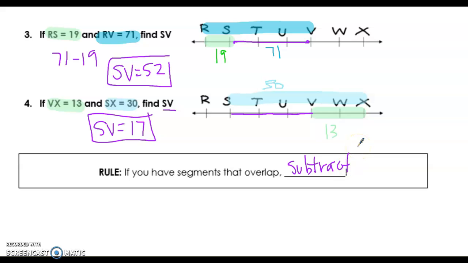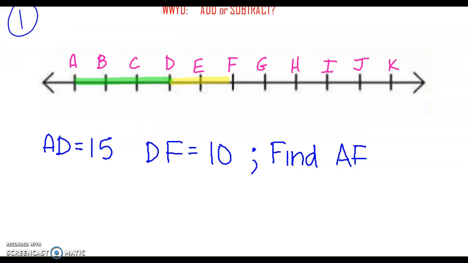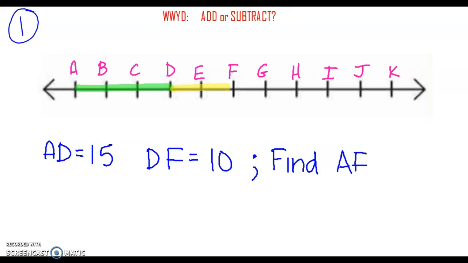All right, so this is where you're going to need that paper from 1 to 10. What we're going to do is play a little game of what would you do, add or subtract? So you're not actually finding the measurements for me. I want you to look at the color blocks and tell me, am I going to add or am I going to subtract? You can use symbols or you can actually write out the words.